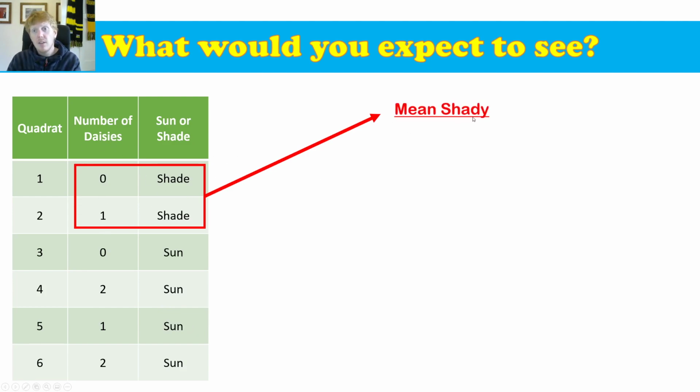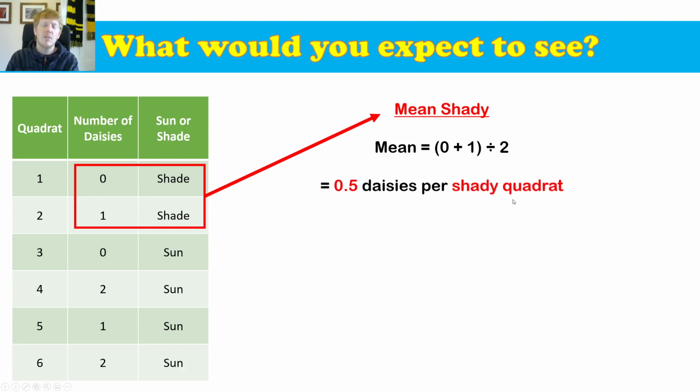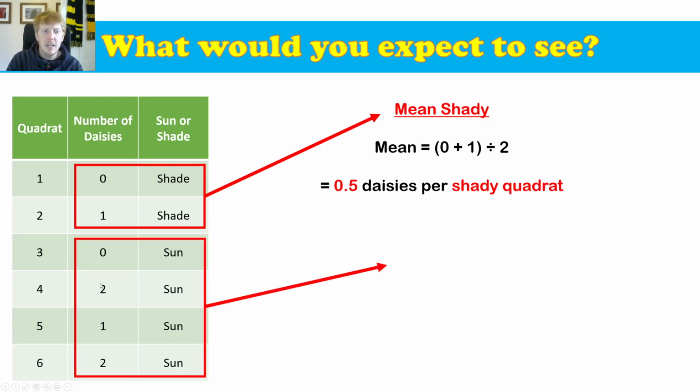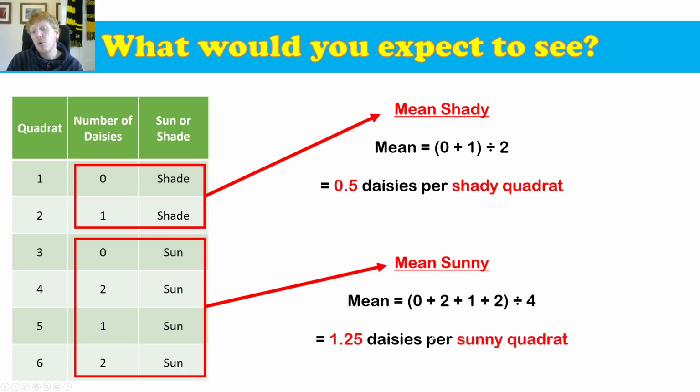Now we calculate a mean for the shady environment. The mean number of daisies in the shady environment was 0 plus 1 divided by 2, because there are two numbers, which is 0.5 daisies per shady quadrat. Now let's work out the mean number of daisies in a sunny quadrat: 0, 2, 1, 2, add them all together, which is 5, divided by 4, which is 1.25 daisies per sunny quadrat.